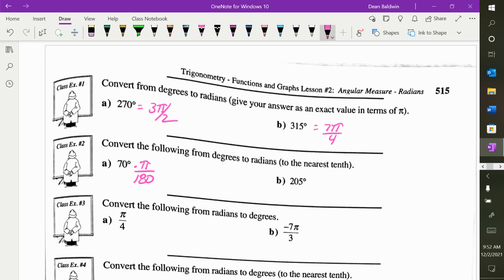3.14159. So 70 times pi divided by 180. What is the answer? I want it in decimal. 1.2. Make sure you can get that. 70 times pi on your calculator, divide by 180 degrees. Or just say 180. Are we good?